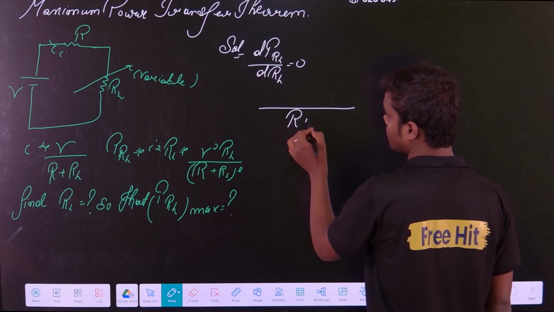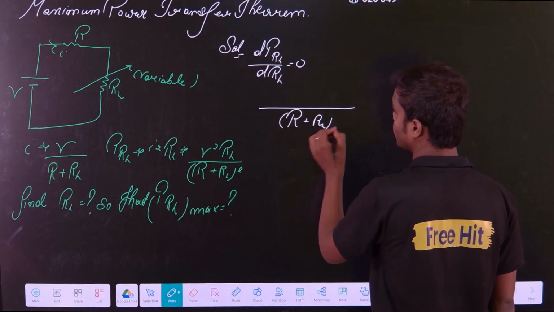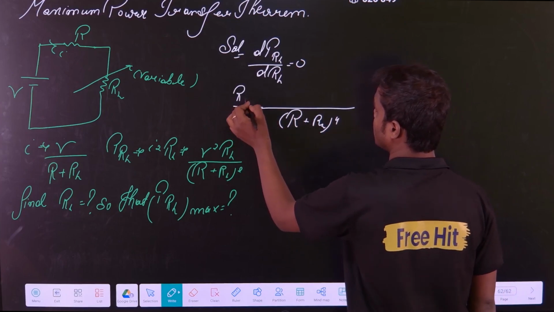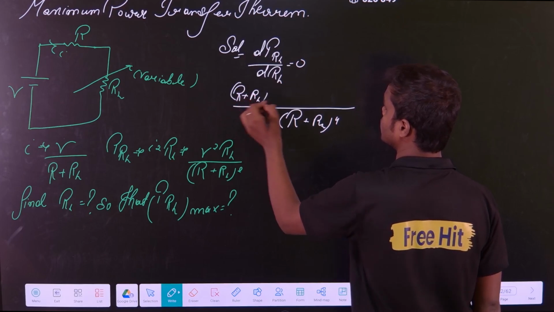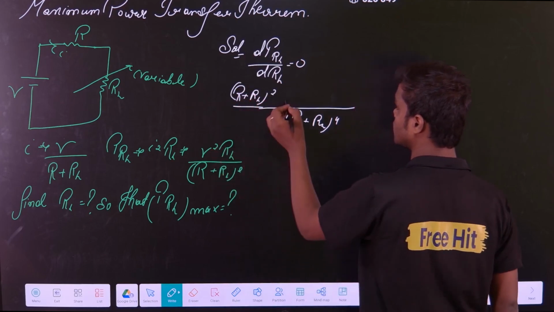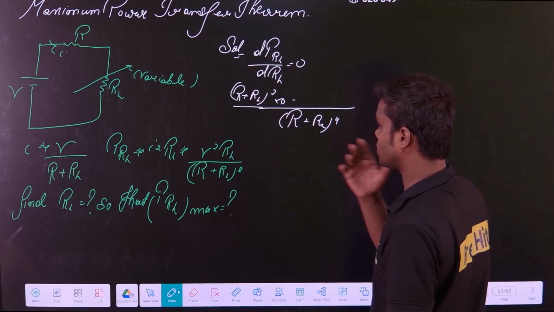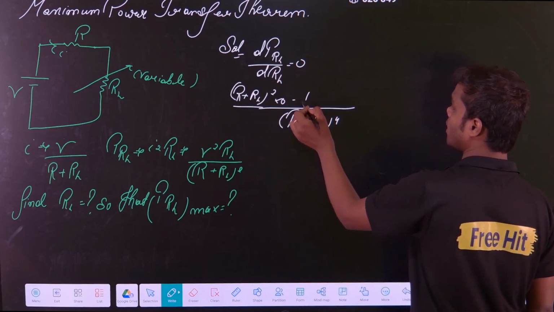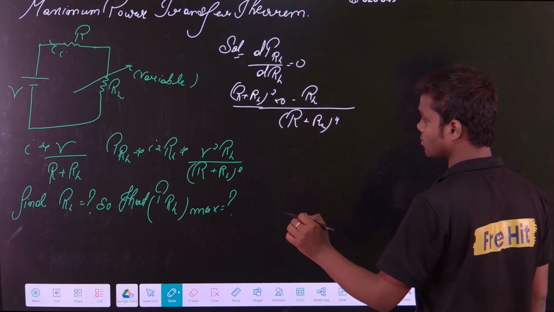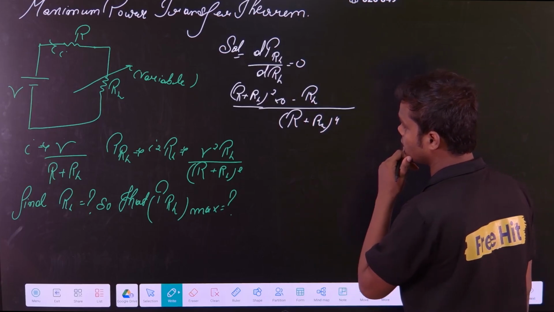When you differentiate, you will get R plus RL whole to the power 4 in the denominator, then R plus RL whole square. First you differentiate V square. V square is a constant, so this will become 0, obviously, into that constant quantity. Then we have RL. Oh, sorry, but I did something wrong.